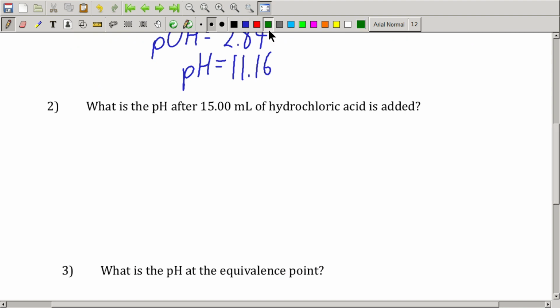So if we look at this, what are we doing? We're going to take hydrogen ion plus NH3, and that's going to give us ammonium ion. If we add 15 milliliters of 0.101 molar strong acid, how many millimoles is that? Yeah, 1.52. That should sound familiar by now.